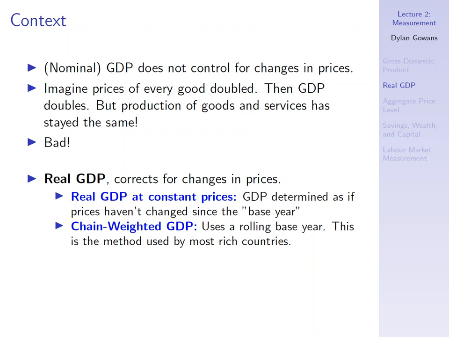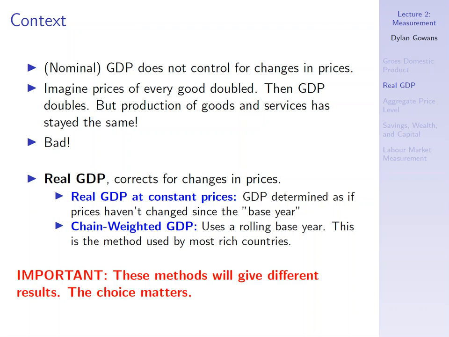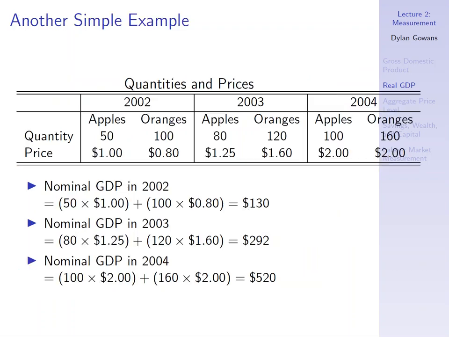The other way is chain-weighted GDP, which in a sense uses a rolling base year. And this is the method that you'll find is used by most rich countries. So when Canada calculates real GDP, this is the preferred measure. Likewise with the United States. What's important is that these methods are different. They're going to give different results. And so the choice is going to matter, maybe not a lot, but it will matter for the results you get, for how much, say, real GDP changes between 2 years.